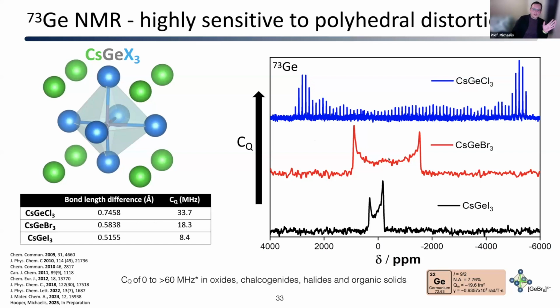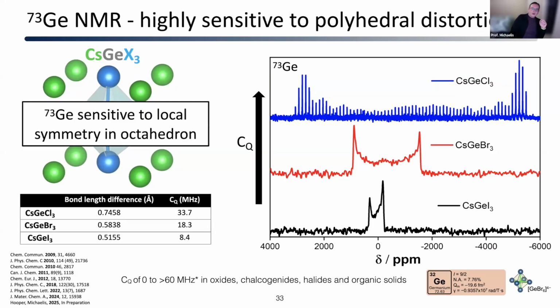If you start distorting that germanium bromide polyhedron, you can see that it manifests in a larger quadrupolar coupling constant. This is the central transition of this system. Likewise, if you go to chlorine, this is the most distorted out of all of them, and you get a CQ of about 34 megahertz, which spans nearly 10,000 ppm for germanium. So it is sensitive, we can detect it, and we can stabilize them long enough to actually measure.